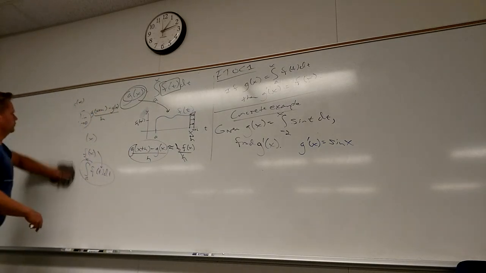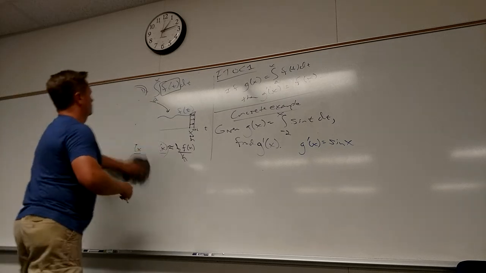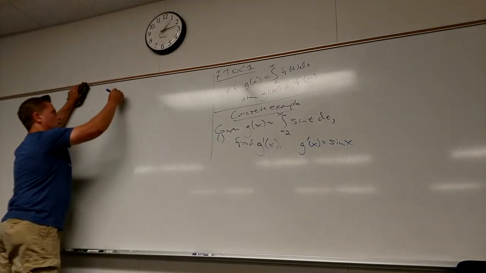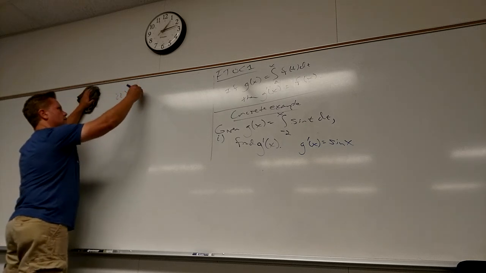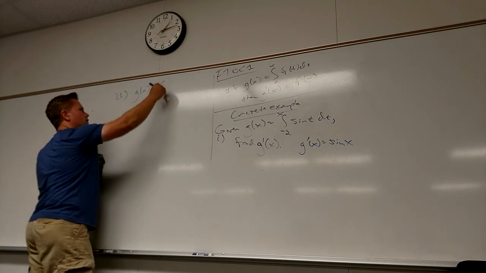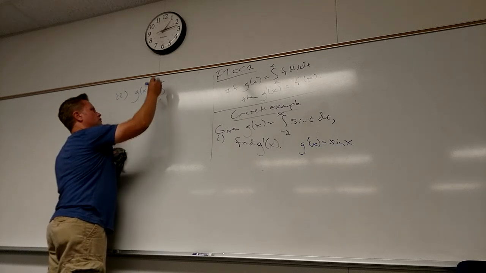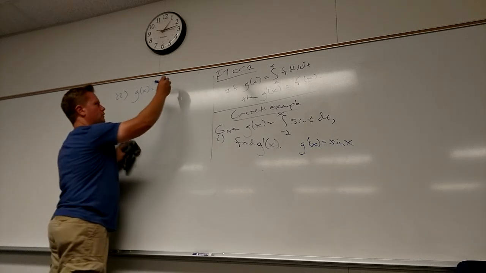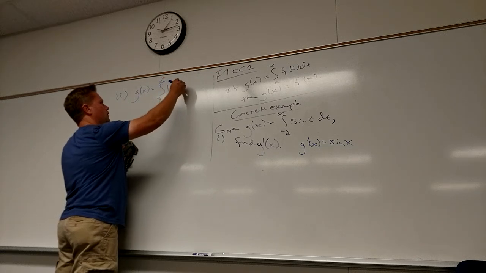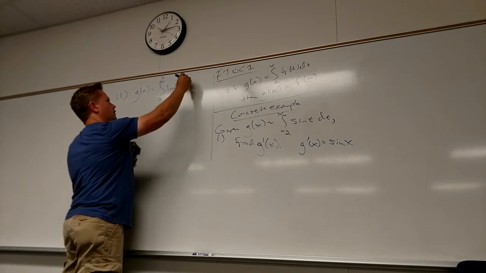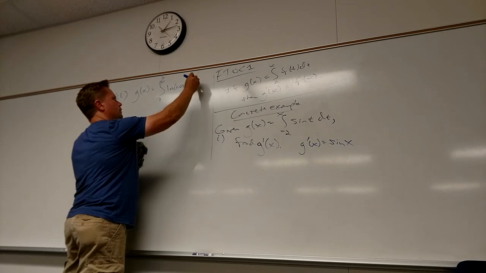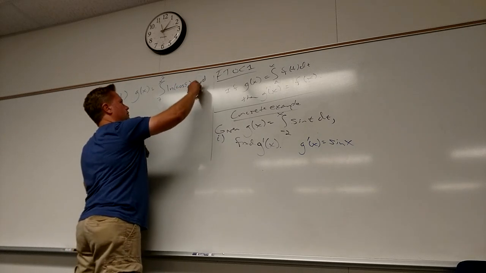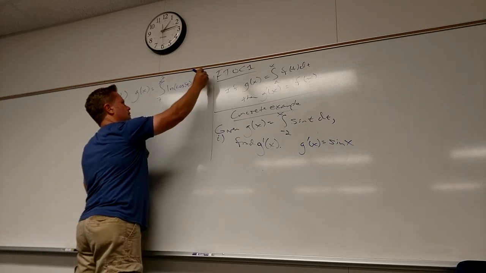All right, let's try another one with a little more to it. If g of x equals the integral from 7 to x squared of the natural log of cosine of 5t minus t to the t, dt.